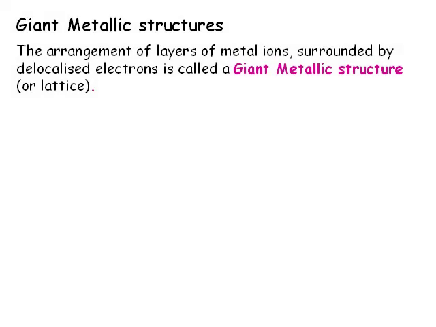Finally, we'll look at the giant metallic structure, formed by substances with metallic bonding. Recall that metal ions are bonded in layers, with the delocalized electrons from the outer shell surrounding the ions in the layers and able to move throughout the structure. Remember also that metallic bonds are strong, arising from the electrostatic attractions between the metal ions and the delocalized electrons.